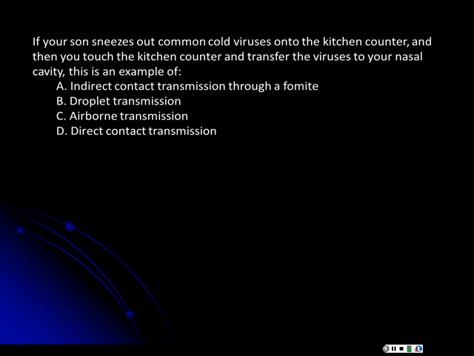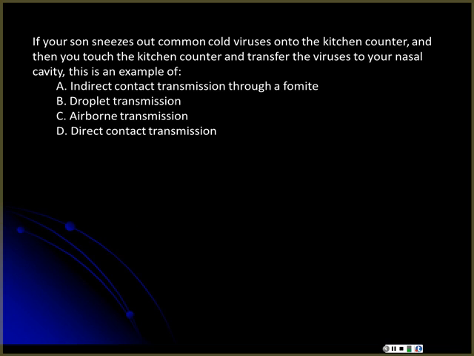If your son sneezes out common cold viruses onto the kitchen counter and then you touch the kitchen counter and transfer the viruses to your nasal cavity, this is an example of which type of transmission? A. Yeah, indirect contact transmission through a fomite. So what's our fomite in this example? Yeah, the kitchen counter is your fomite, any inanimate object. And that is classified as indirect contact transmission because the two people didn't have direct physical contact.